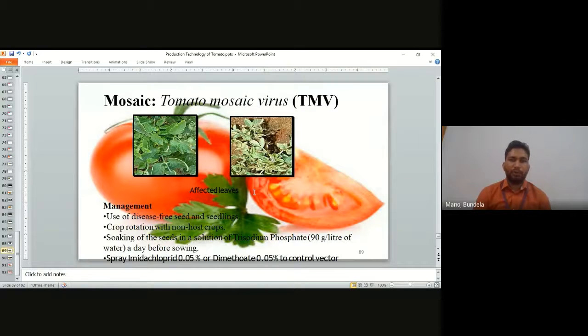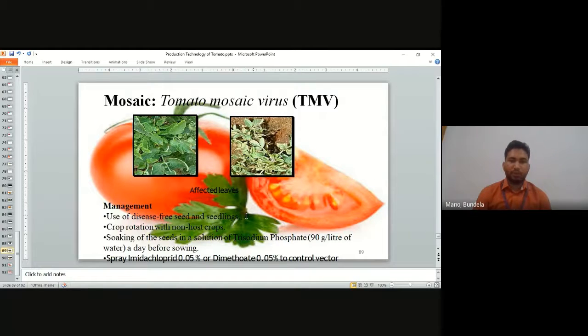Mosaic, tomato mosaic virus (TMV). TMV means curling of the leaves will start. The affected leaves look like this. The color of the leaves starts out green, then changes to a whitish color, and curling of the leaves starts. Use disease-free seeds and seedlings.